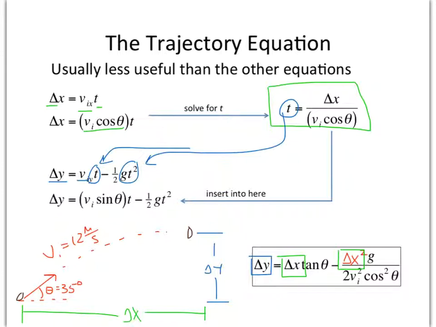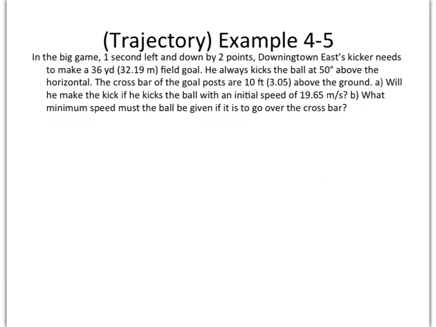We're going to apply that to a problem and solve it, and then I'll give you 2 more equations, and then we'll be done with this scenario. Okay, so we have something that pertains to our Downingtown East kicker. In the big game, 1 second left and down by 2 points, the Downingtown East kicker needs to make a 36-yard field goal. Now in football, we measure things in yards, but we don't do that in our physics. So that's going to just become 32.19 meters. So that's the actual distance.